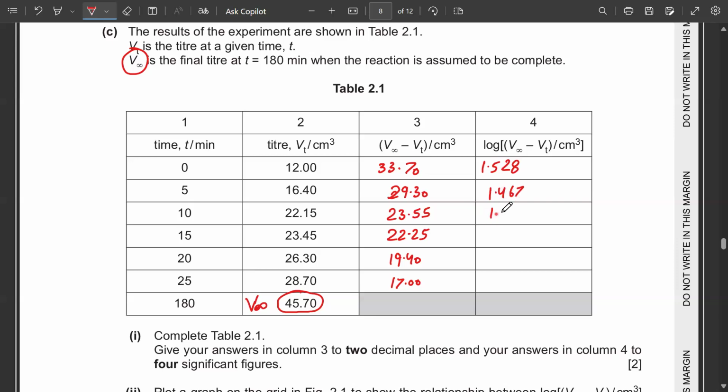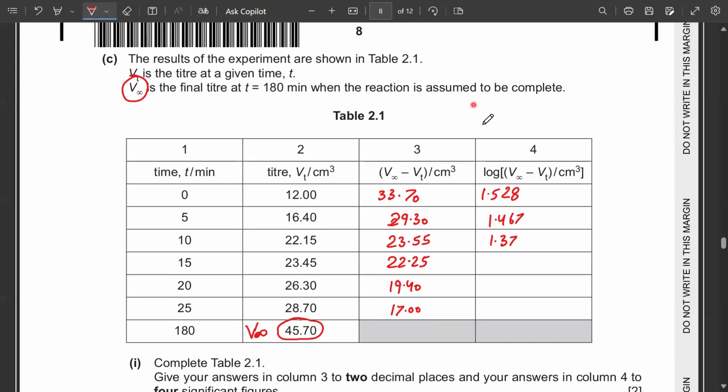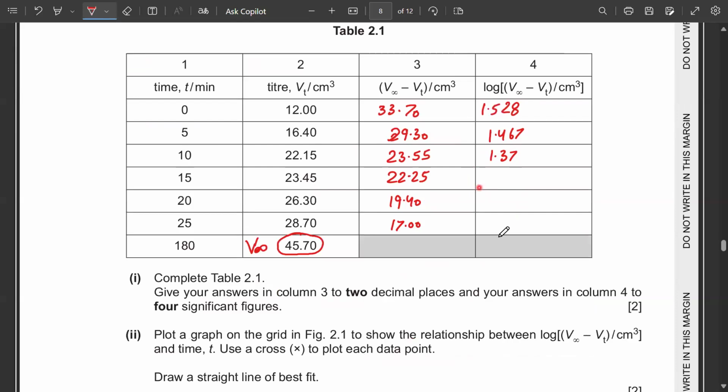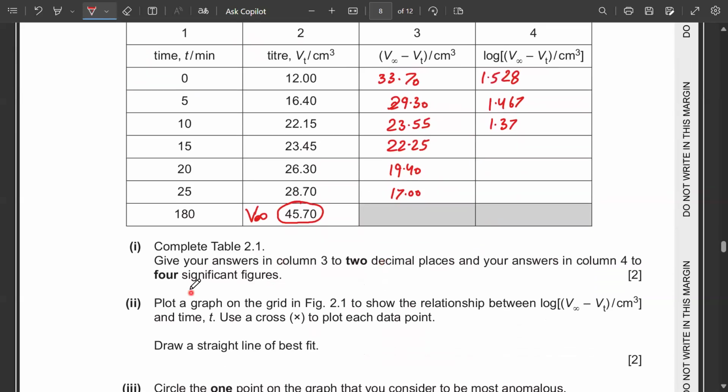Why not 1.53? Because everything else is 2 decimal places, but they said 4 here. You look at the words significant figures and look at the words decimal places. These are two different things.